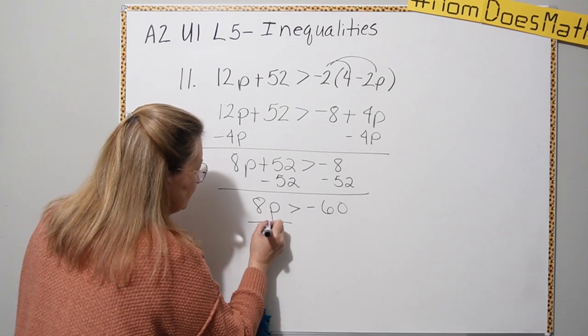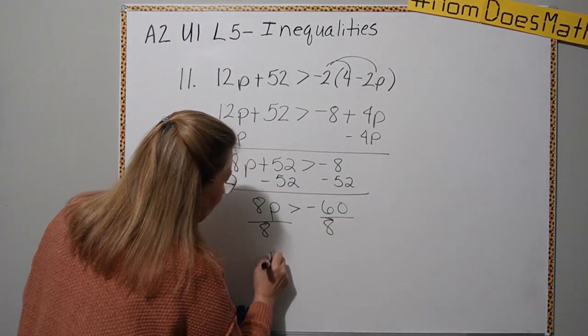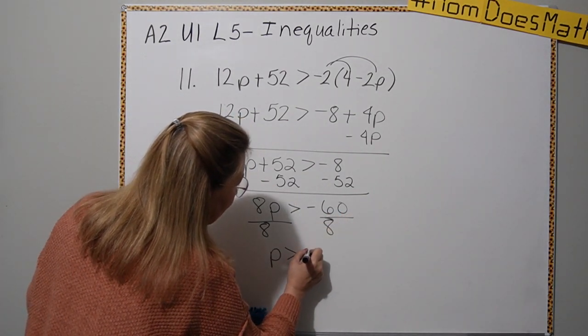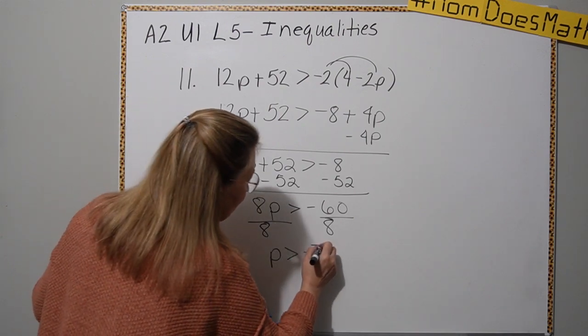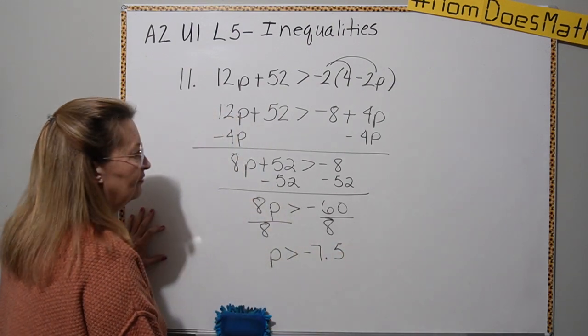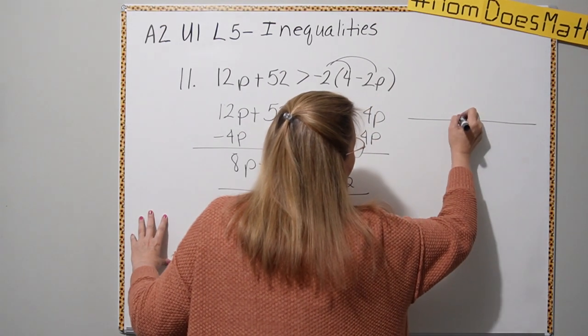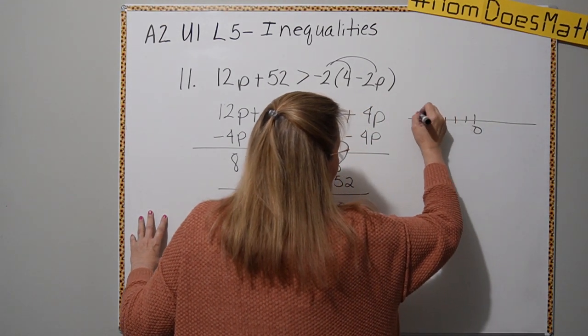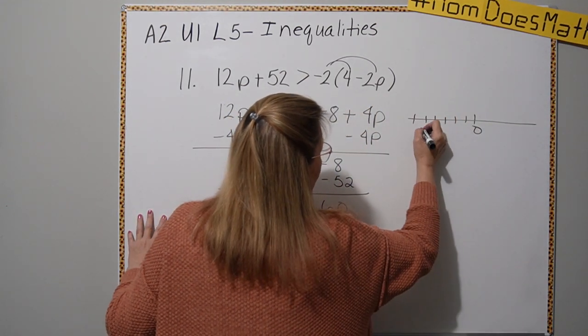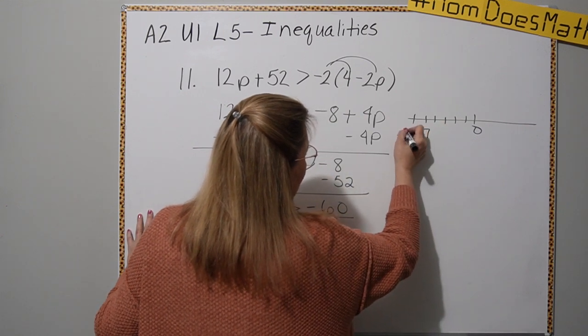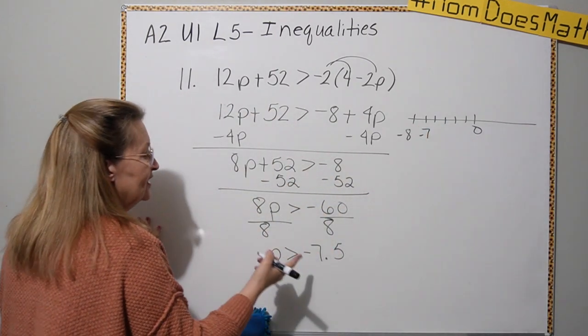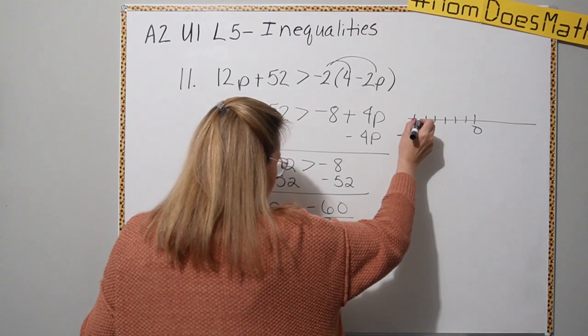Divide both sides by 8, and p is greater than negative 60 divided by 8, which is negative 7.5. So let's graph it. If we come over here, now remember on the negative side, your numbers go the other way. So here would be negative 7, here's negative 8. All right, where is negative 7.5? It's just in the middle here.